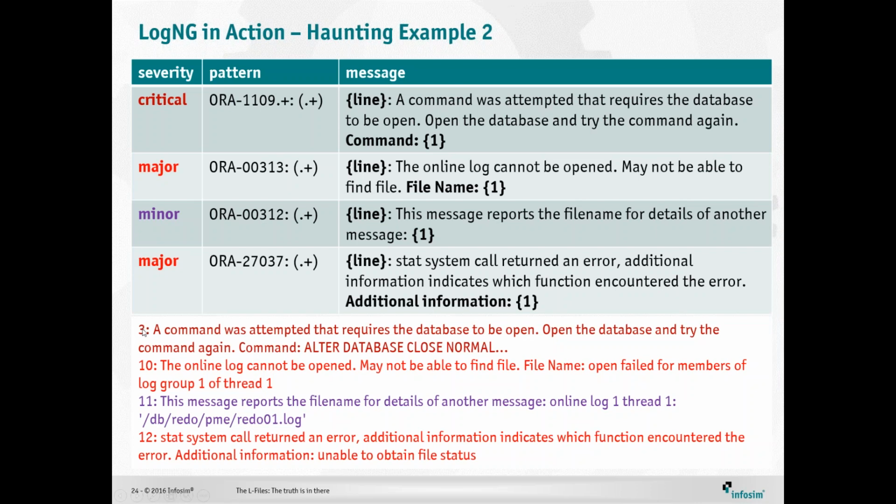So if you take a look at this output, it comes from the topmost line. You see it happened in line 3. Then you have this error text from the handbook, and alter database close normal is captured by those curly braces, and especially this capture group here. The other lines are similar, so I will not elaborate further on them.